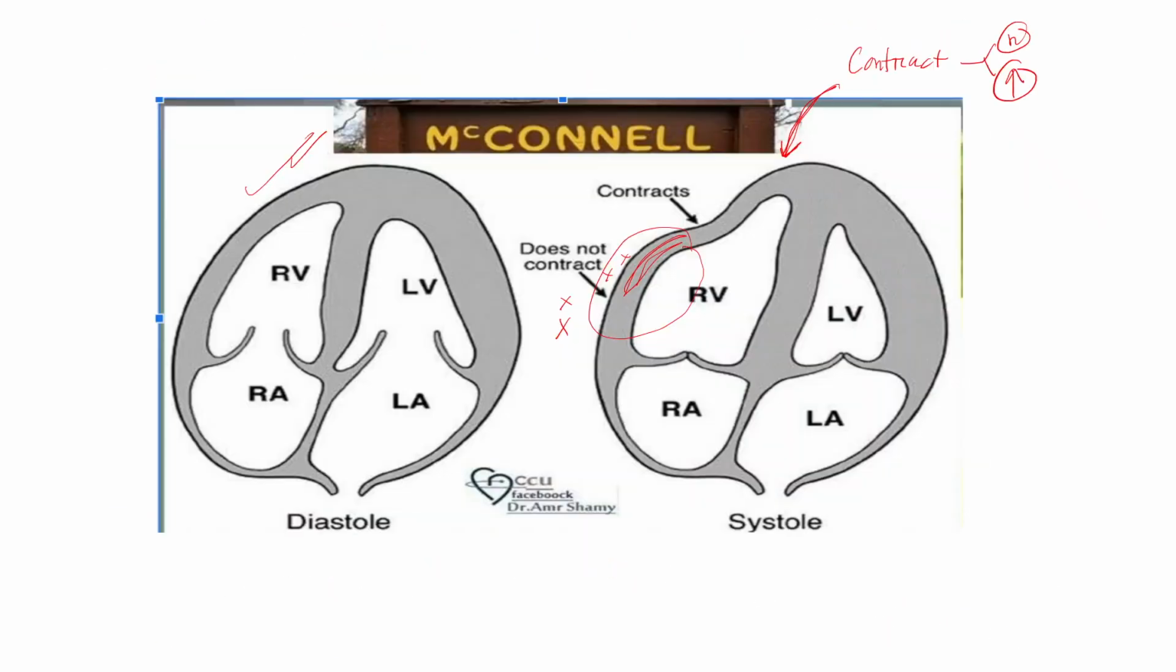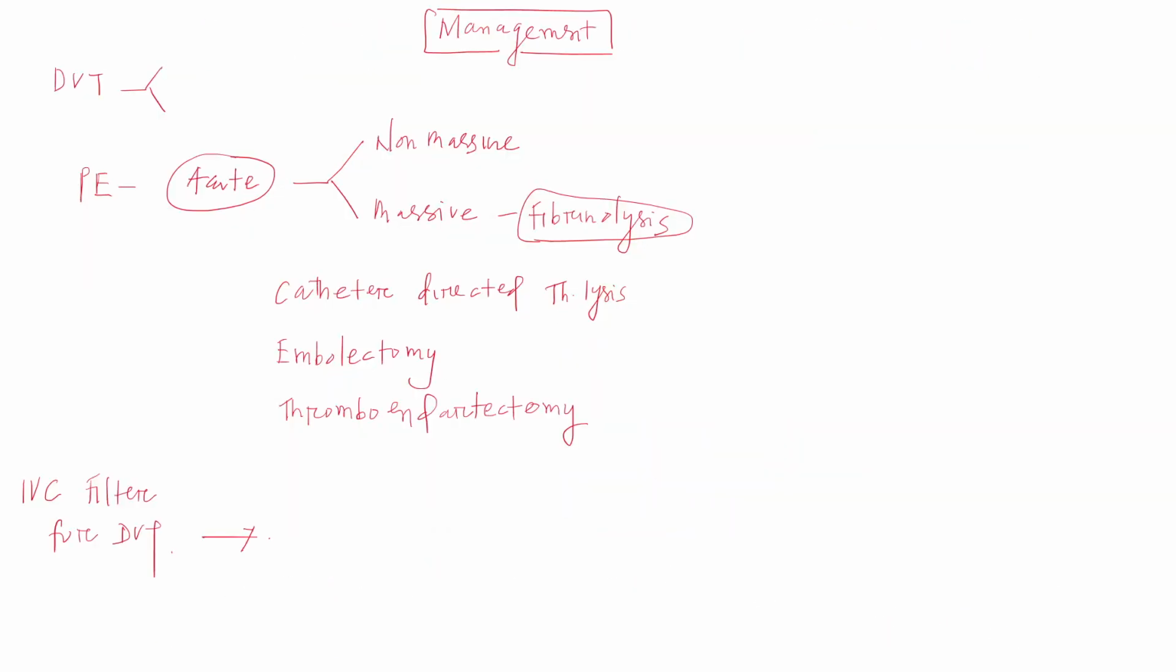Now, coming to the management part, the treatment part, for DVT, if it is a symptomatic proximal DVT, we can go for catheter-directed thrombolysis. Otherwise, generally for DVT, we do anticoagulation.